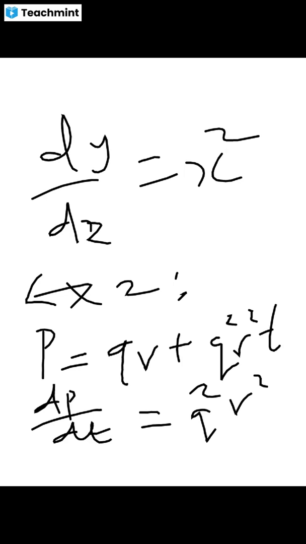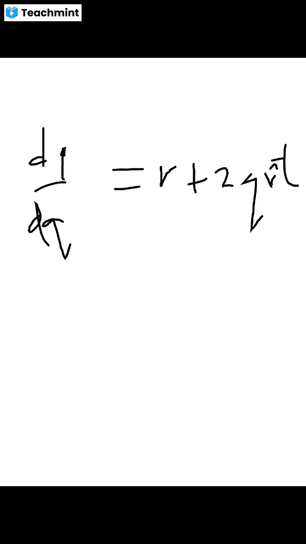So we differentiate this one, we are left with r. We differentiate this one, you are left with 2q r squared t. So this becomes r squared t itself. So this is 2q r squared t. That's our derivative. So that is how partial derivative goes.